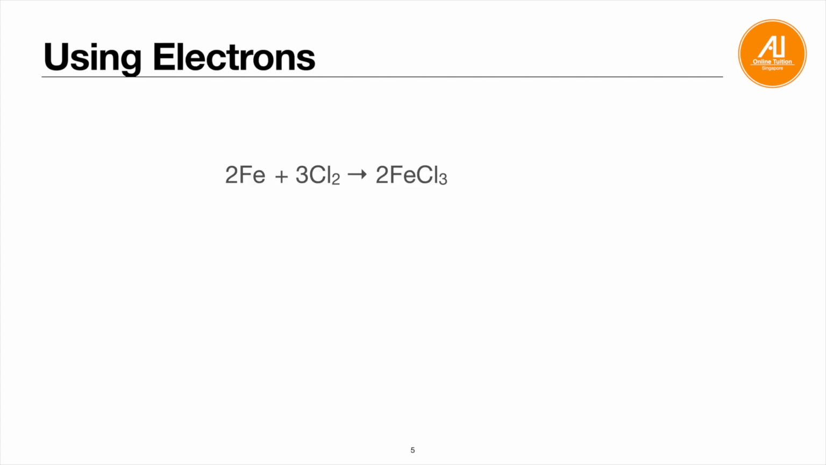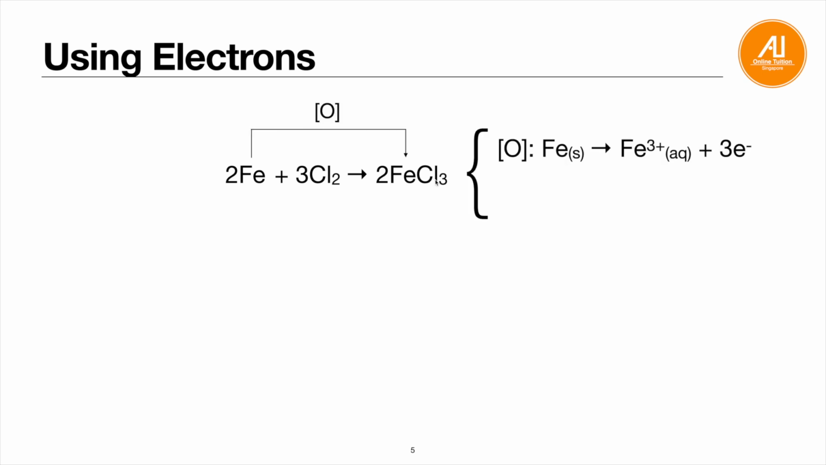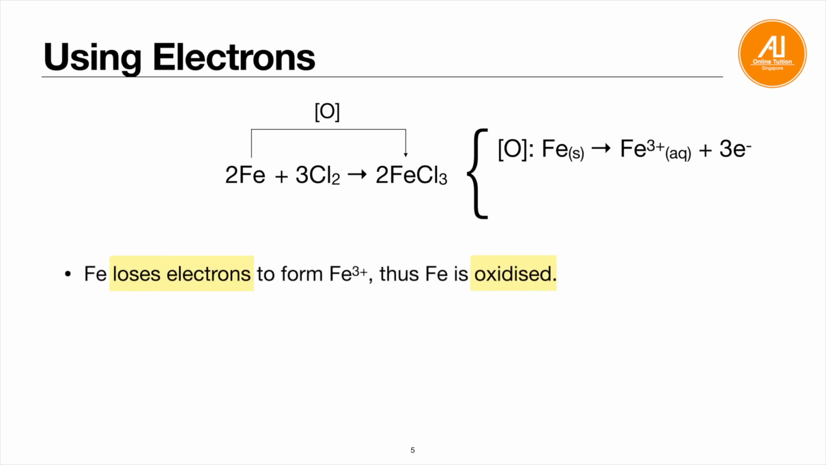The third method is using electrons. Let's look at this reaction: iron reacts with chlorine gas to give you iron(III) chloride. Let's look at the oxidation process. Iron will become iron 3 plus, so I write out a separate half ionic equation. This is the oxidation: Fe solid becomes Fe3+ plus 3 electrons. It actually loses electrons. Initially, electrons are inside the iron metal. After that, it becomes Fe3+ ion and 3 electrons. So the statement is: iron loses electrons to form Fe3+. Thus, iron is oxidized. When you lose electrons, you're oxidized.